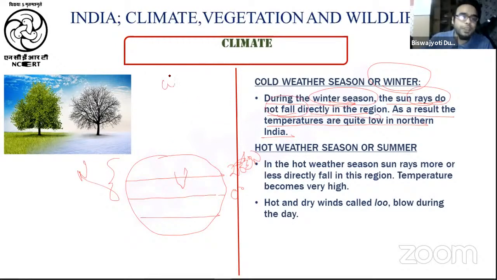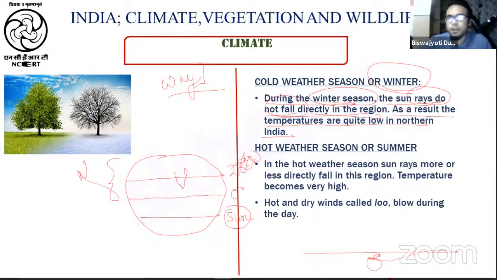But the question is, why does it not fall directly? Because during the winter period in the northern hemisphere, the sun is somewhere in the southern hemisphere near the Tropic of Capricorn. So how will it look? Suppose I consider this to be 0 degree, that is the equator. Here, 23.5 degrees north, that is the Tropic of Cancer. And here we have 23.5 degrees south, which is the Tropic of Capricorn.